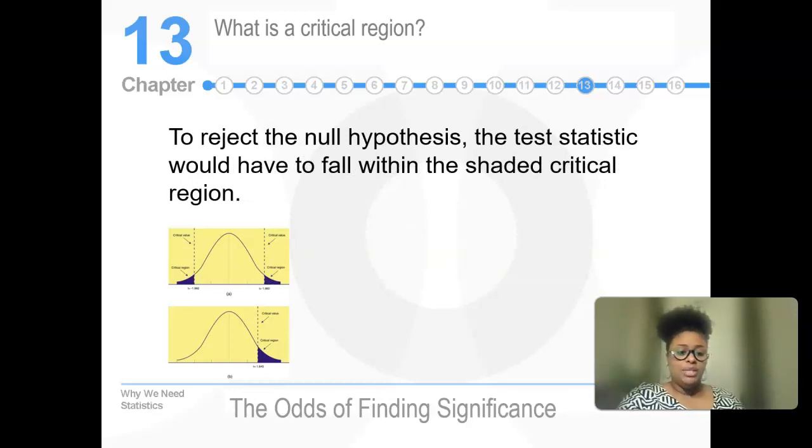We're looking at a two-tailed test, which is right here at the top, where you see shaded in blue those critical areas. And then the bottom image is a one-tailed test, where you see on that one side you have the critical region. So to reject the null hypothesis, the test statistic will fall within the shaded critical region areas outside of the normal distribution.